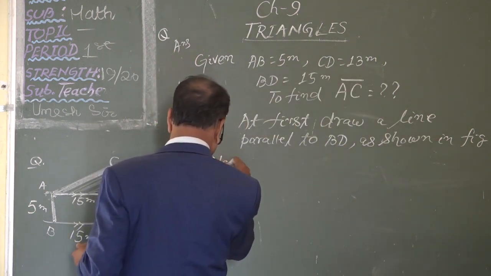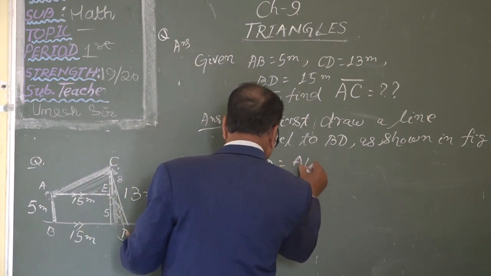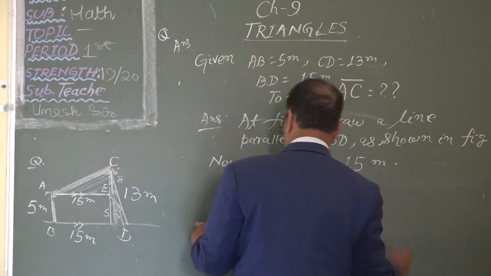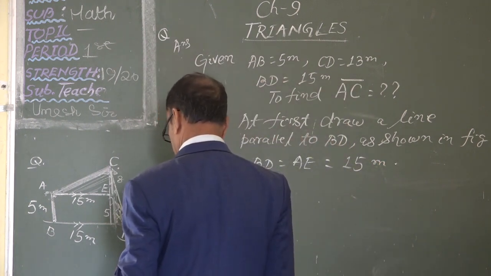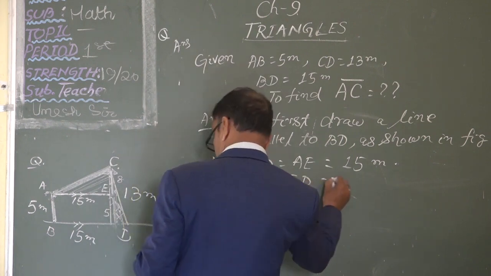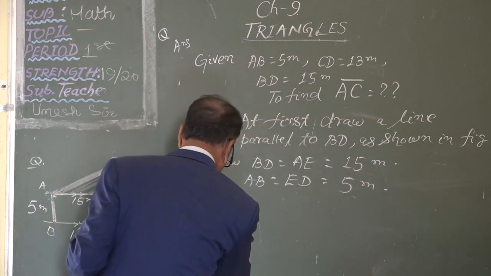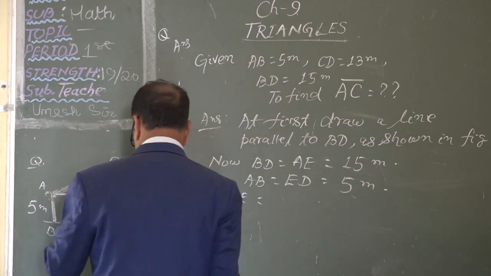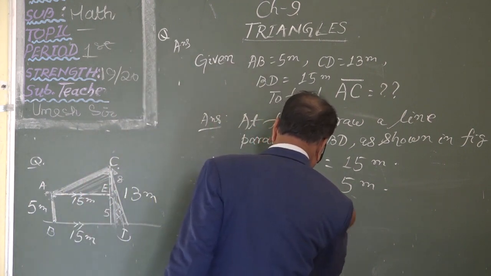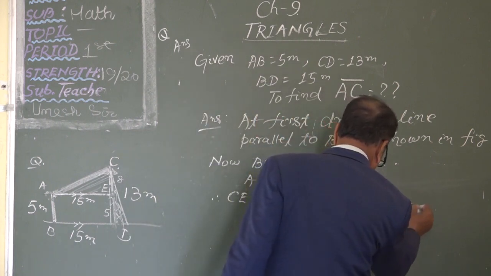Now, BD is equal to AE is equal to how much? 15 meter. AB is equal to ED is equal to 5 meter. Therefore, CE is equal to CD minus ED. That is equal to 13 minus 5, that is equal to 8 meter.